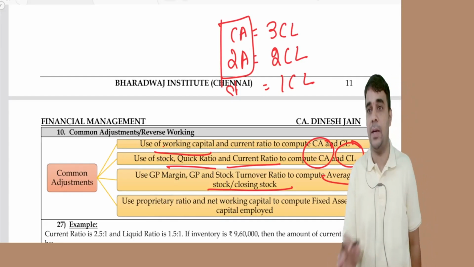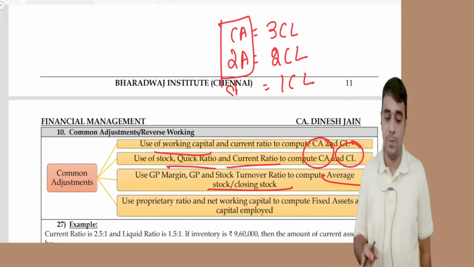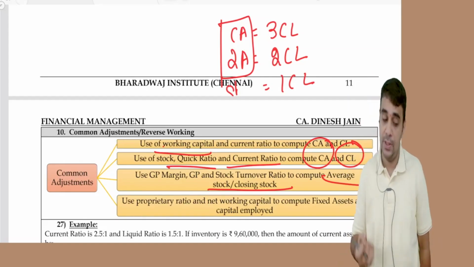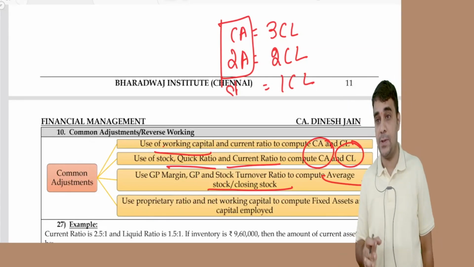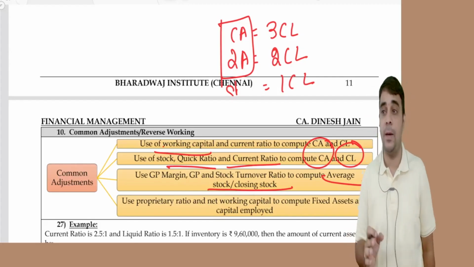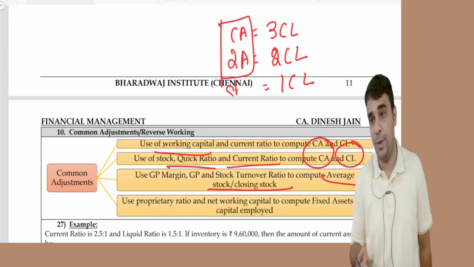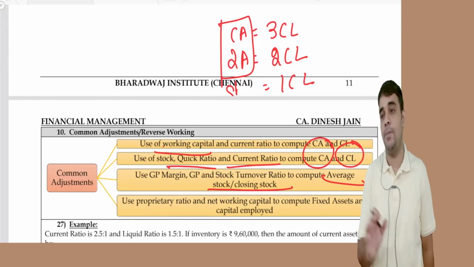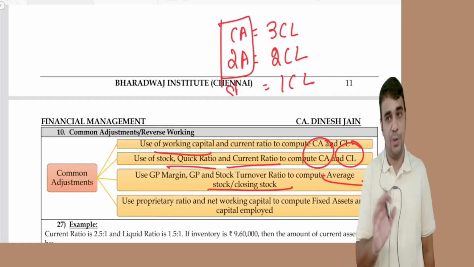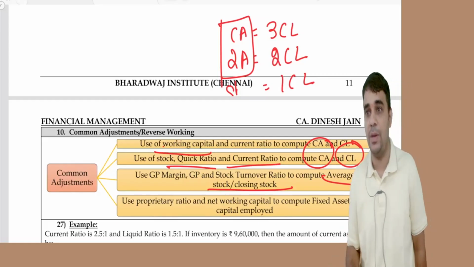The combination may give us any information. GP margin could be computed by us, GP could be computed by us, COGS could be computed by us, inventory could be computed by us, sales could be computed by us, but this is another combination which we will follow. Fourth one, are these the only adjustments? No, there are a lot. These are ones which we may use in multiple questions.